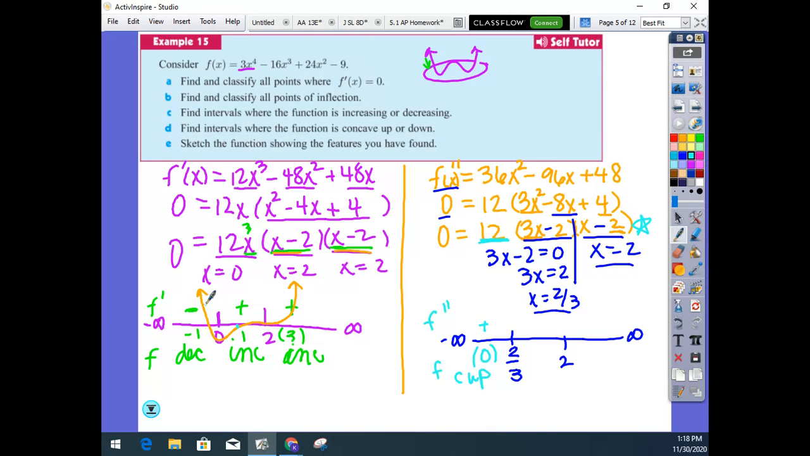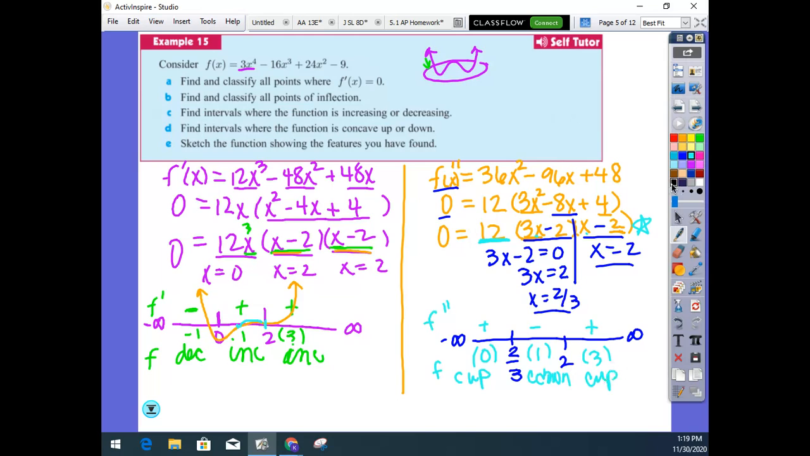Then I'm going to plug in, let's plug 1 in. Come up here, positive. If I plug in 1, that's 3 minus 2, that's a positive. 1 minus 2 is a negative. So positive times a positive times a negative, that's negative. So see, from here to here, this is concave down. And then I'm going to plug in 3. Positive, positive, positive, that's positive, concave up.